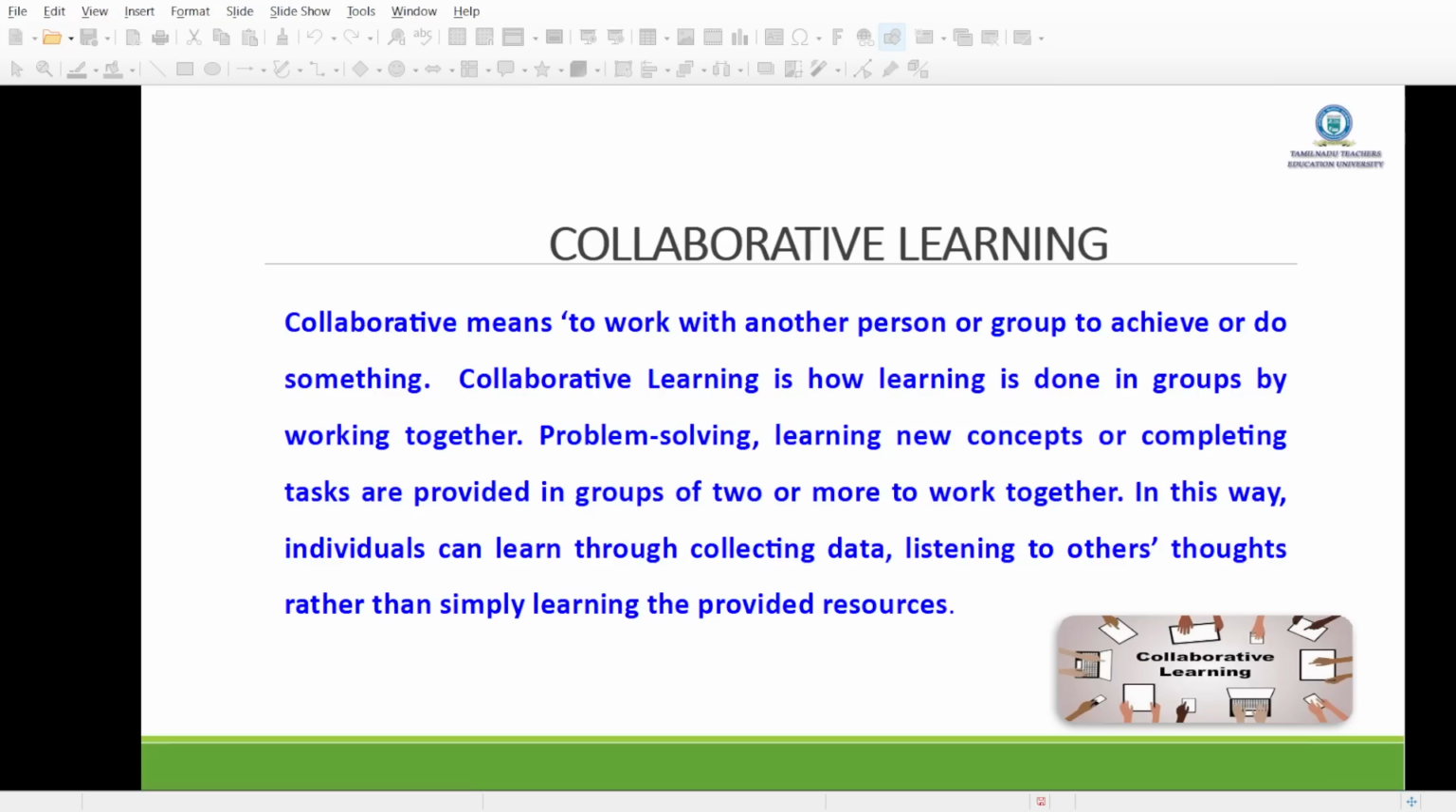Problem solving, learning new concepts, or completing tasks are done in groups of two or more working together. In this way, individuals can learn through collecting data and listening to others' thoughts, rather than simply learning the provided resources. Another meaning of collaborative learning is technology that supports or enhances collaborative learning experiences. This type of technology can include collaborative software, online forums, social media, and virtual classrooms.